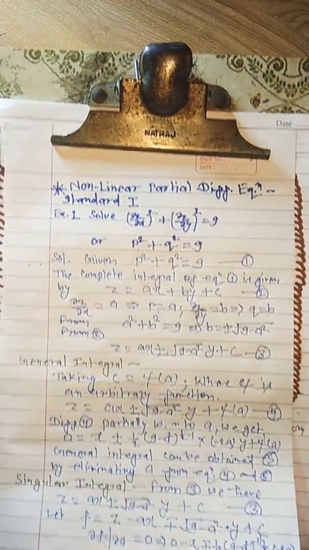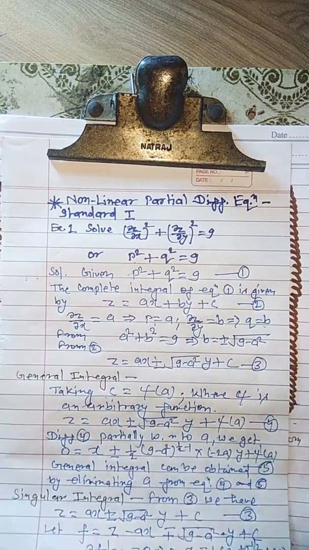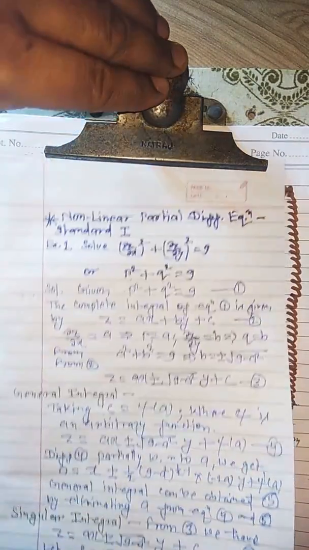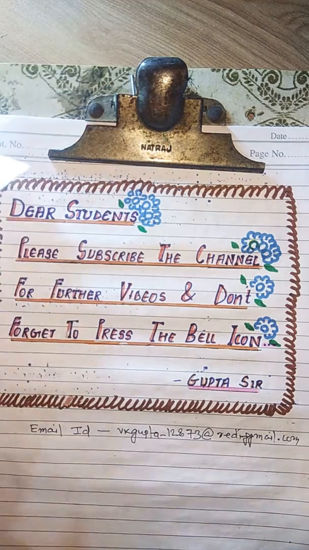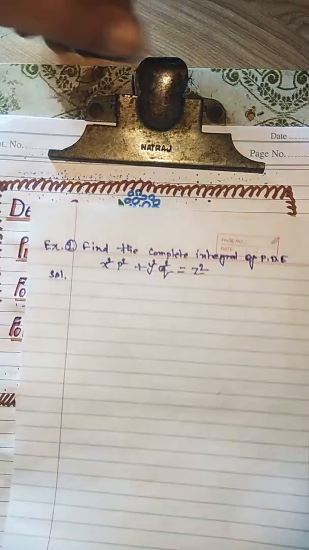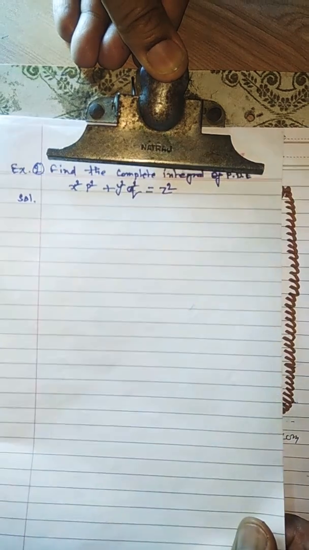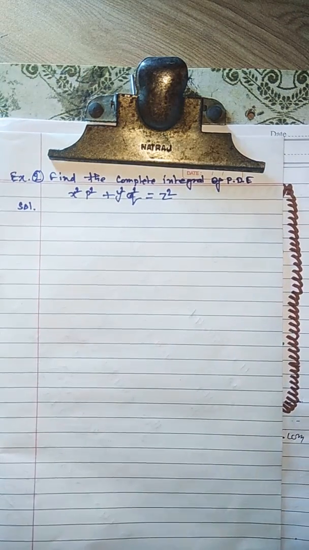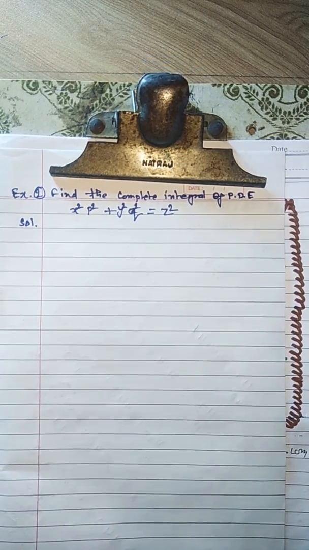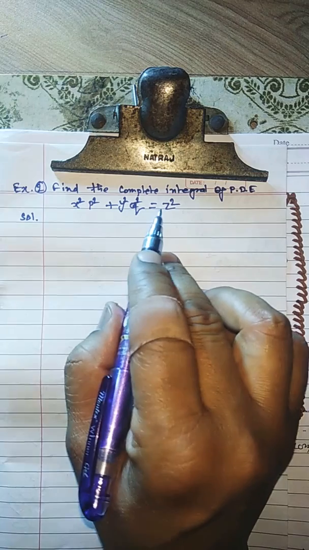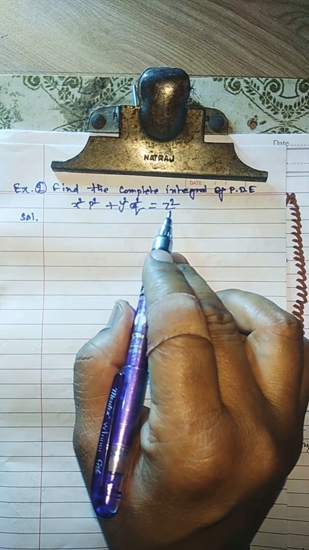Okay, now we take some more examples for better understanding of the standard first order non-linear partial differential equation. Next we take another example. Find the complete integral of the partial differential equation x square p square plus y square q square is equal to z square.